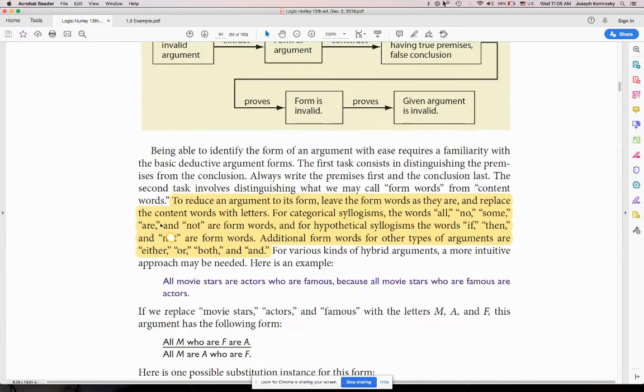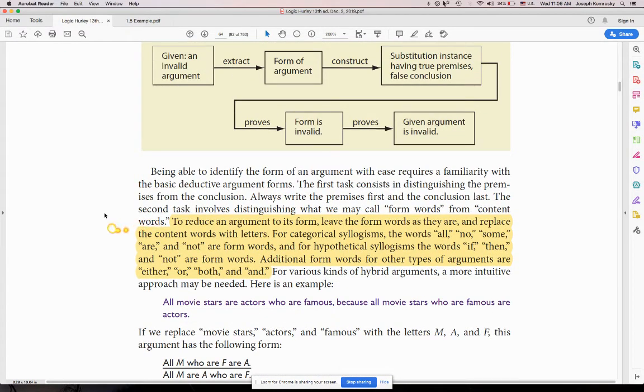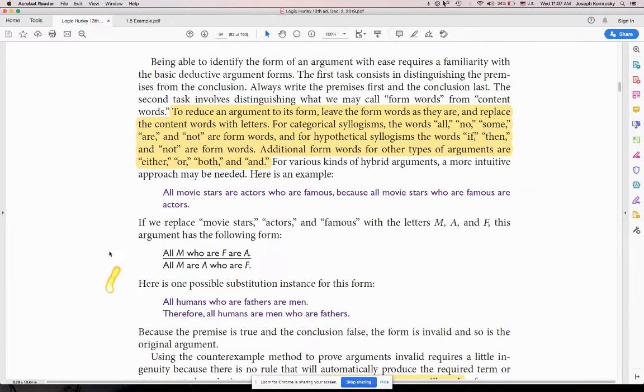But before we get there, here's something to note. In your homework, whatever examples you have with language, he says, strip out all the language, keep these words: all, no, some, are, not, if, then, either, or, both, and. Keep all those words and substitute in a letter for, like, movie stars or actors. So here's what he means.